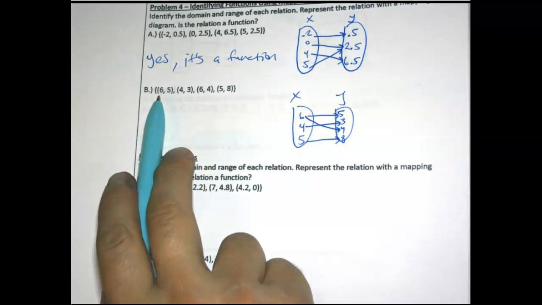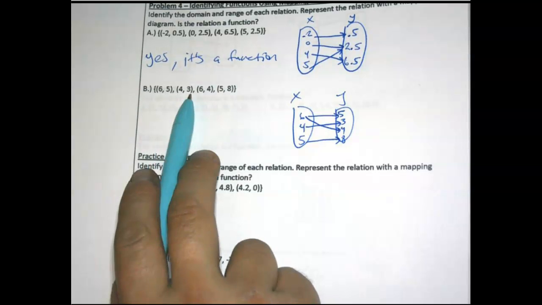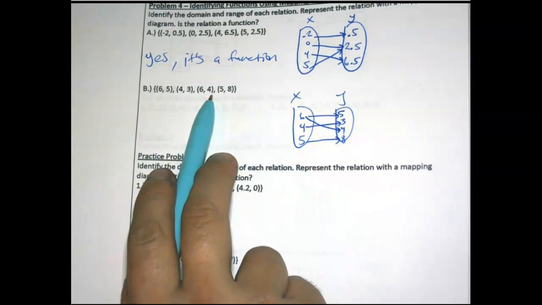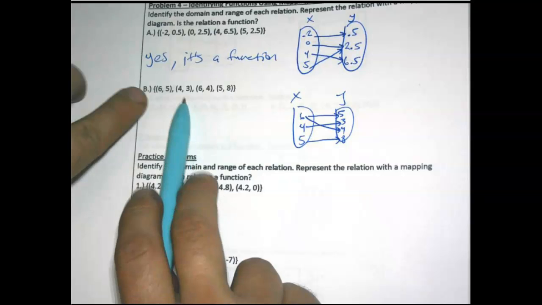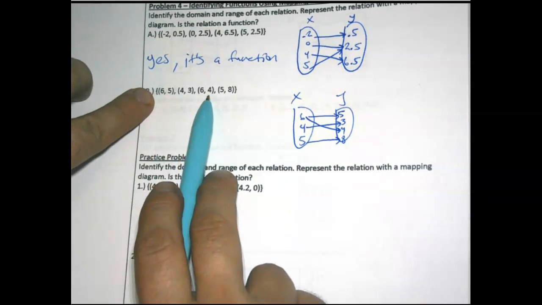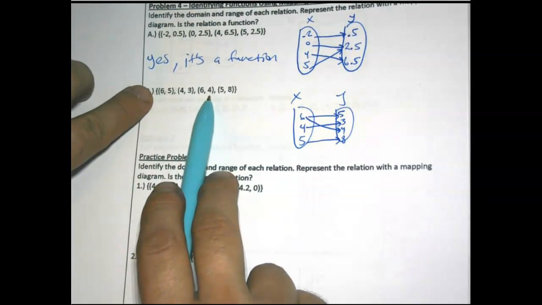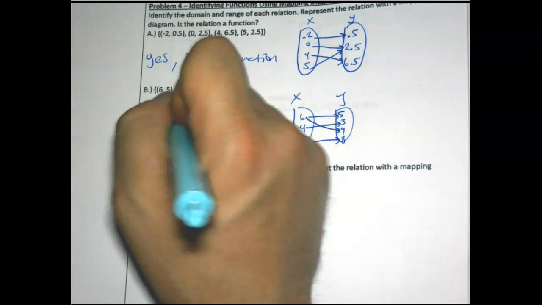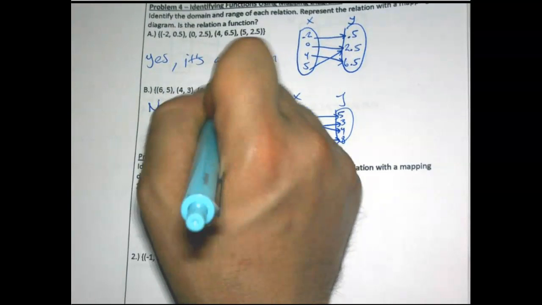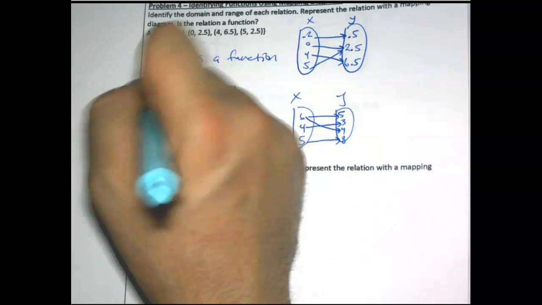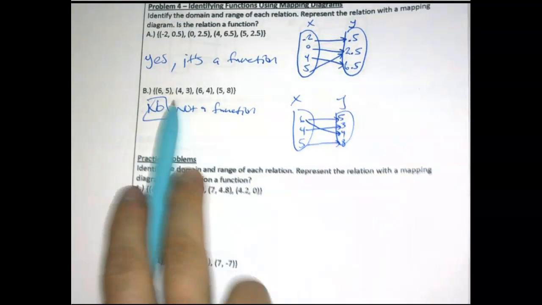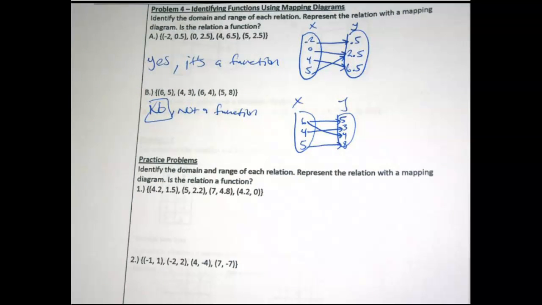Let's see. If 6 goes in and 5 comes out, 4 goes in and 3 comes out, 6 goes in. Oh, there's my problem, guys. If 6 goes in, it always has to have the same output. So since 6 has 2 different outputs, no, not a function, right? The input 6 would always have to have the same output if it were a function.